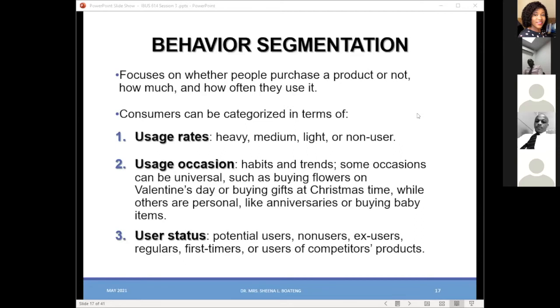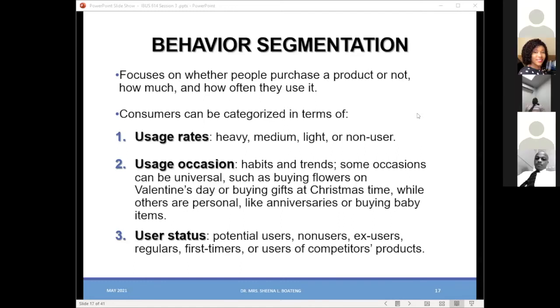So when it comes to behavior segmentation, we can use the criteria of usage rates, usage occasion, as well as user status to determine the behavior of consumers in respect of the products and services in our category, and which group we will intend to target, depending on the resources that we have at our disposal and the strategy that the organization has agreed to proceed with. And with that, we come to the end of behavior segmentation.